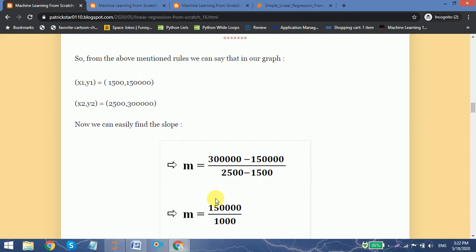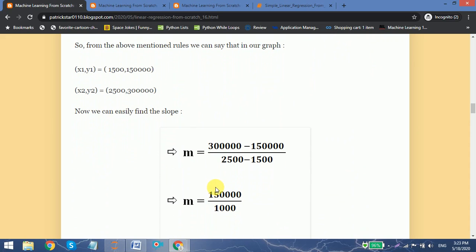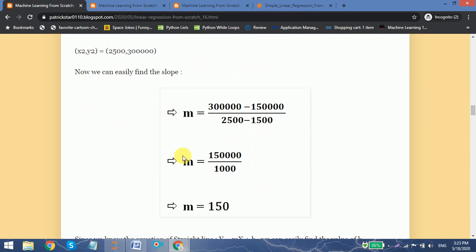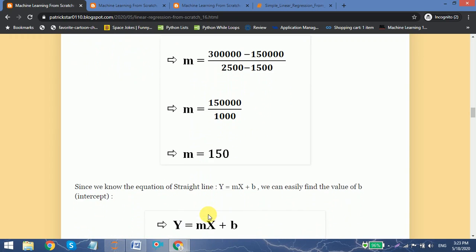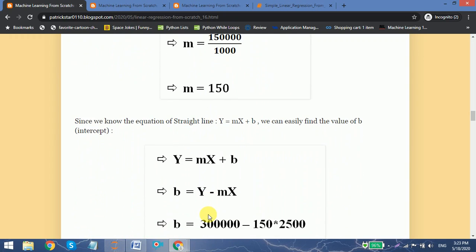So let's go ahead. Here we have to find the slope of the line with our points x1, y1 and x2, y2. You can see that we have plugged in the values of y2 minus y1 divided by x2 minus x1. So we will get the slope of our line as 150. Now all we need is to find the y-intercept of our line.